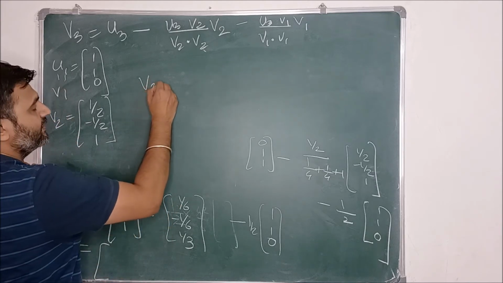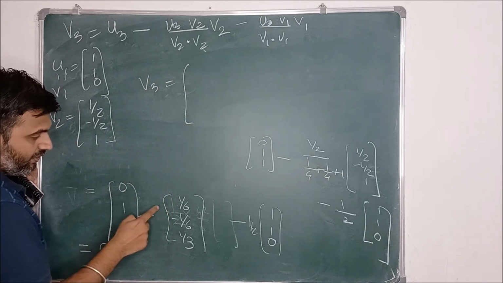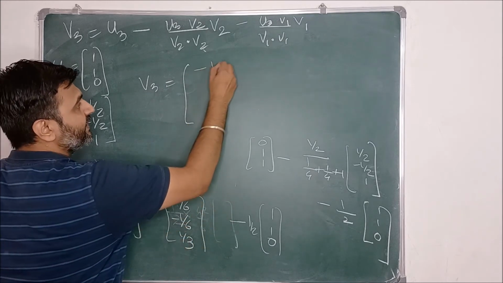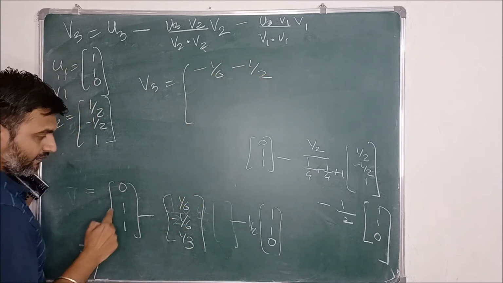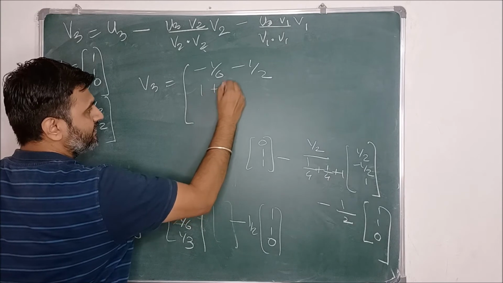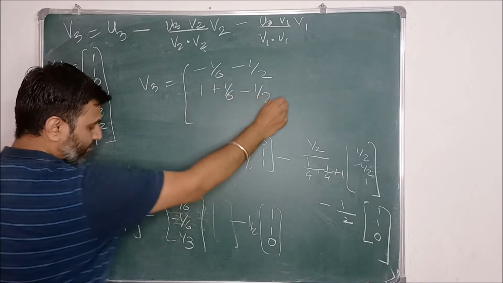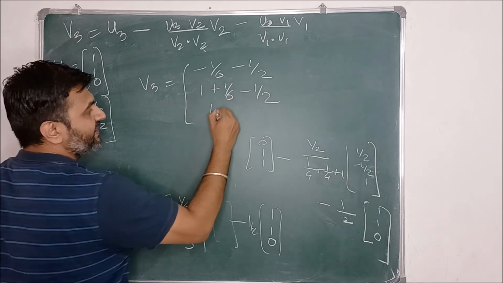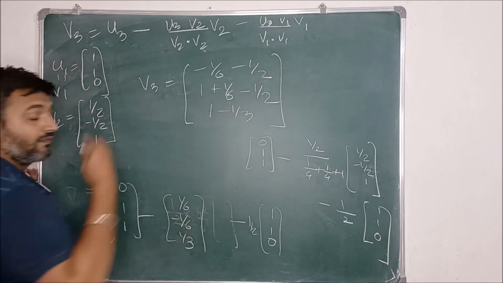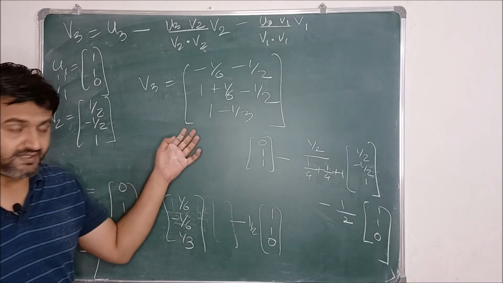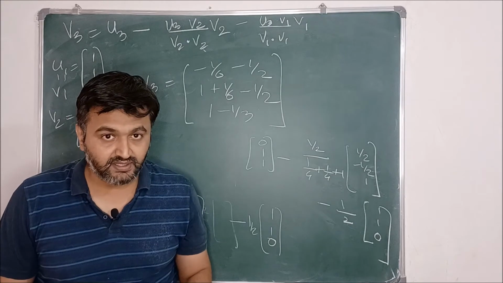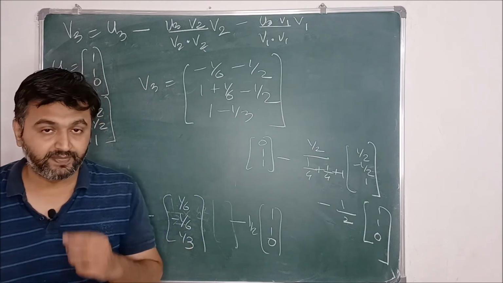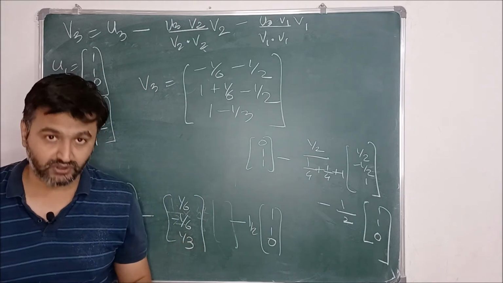Okay, so let me write down here my v3. 0 minus 1 by 6 minus 1 by 2, 1 plus 1 by 6 minus 1 by 2, and 1 minus 1 by 3. So you simplify this and your v1, v2, v3 will be an orthogonal set. That means these three vectors will be orthogonal.